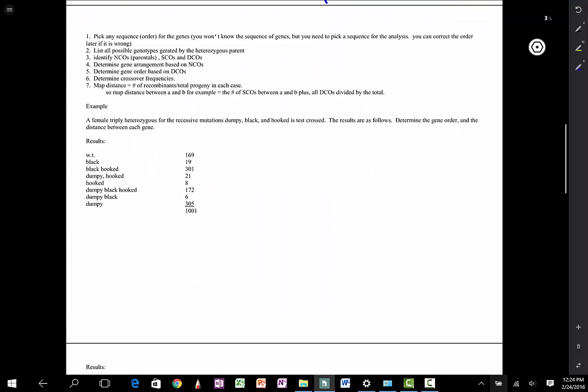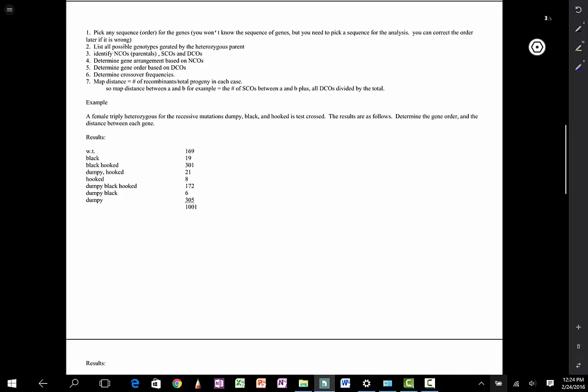So how do you do these things? So here's an example. You're usually given some ambiguous information. You're given information that says a triple heterozygous female is test crossed with these results. And you should always get these kinds of results. So you should always get 8 things.